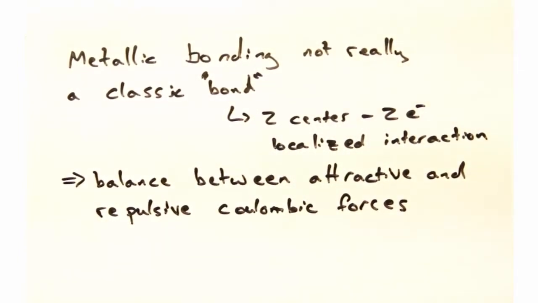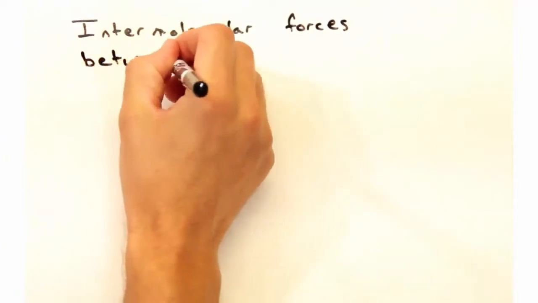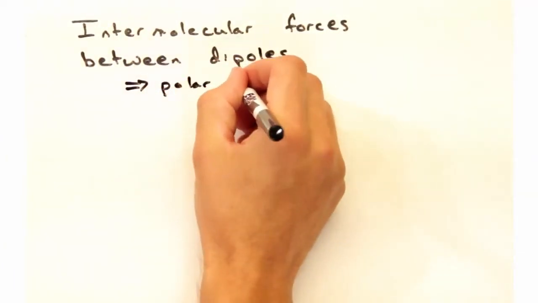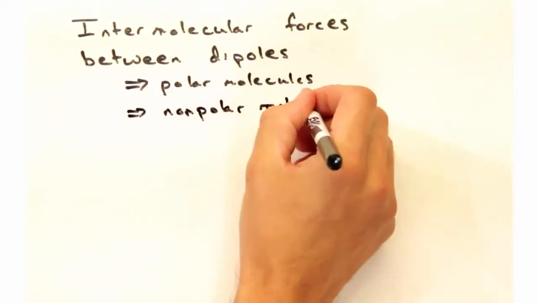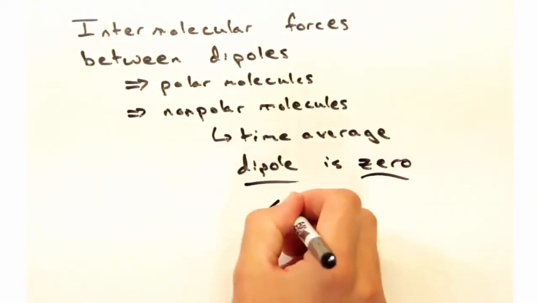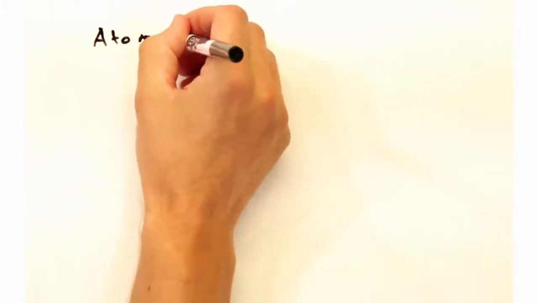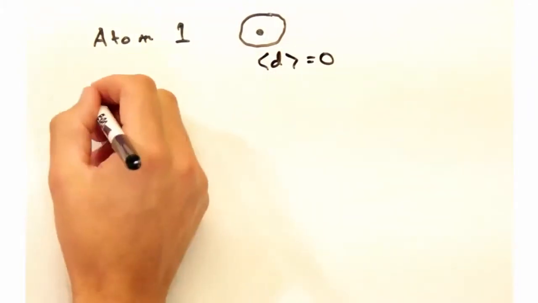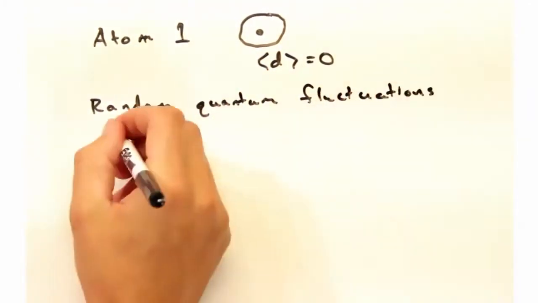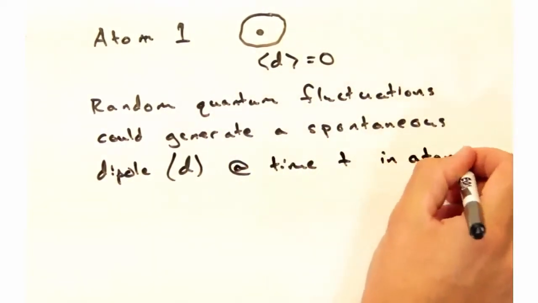Now that we have metallic bonding relatively well described, let's take a look at another type of bond, which arises from intermolecular forces between dipoles. You mean like those between two polar molecules? Polar molecules certainly possess dipoles, but let's start by taking a look at two nonpolar molecules first. But nonpolar molecules don't have dipoles. How can they interact? Well, you're right in a sense that they don't have dipoles, but it's their time average dipoles that are zero. So then random quantum fluctuations could generate a spontaneous dipole at some time t?